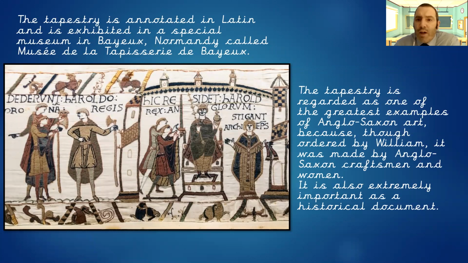The tapestry is regarded as one of the greatest examples of Anglo-Saxon art because, though ordered by William, it was made by Anglo-Saxon craftsmen and women. It's also an extremely important historical document.